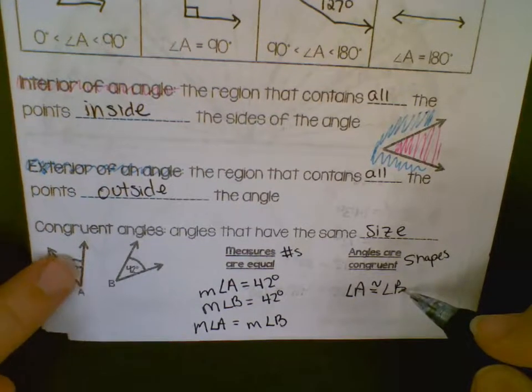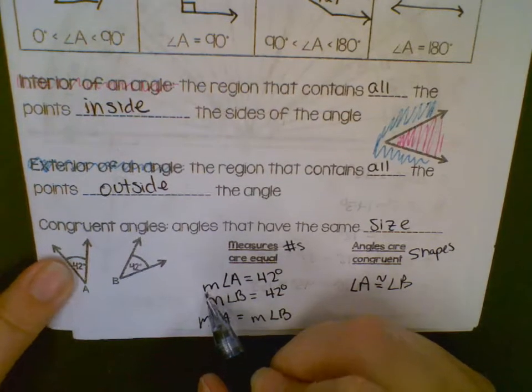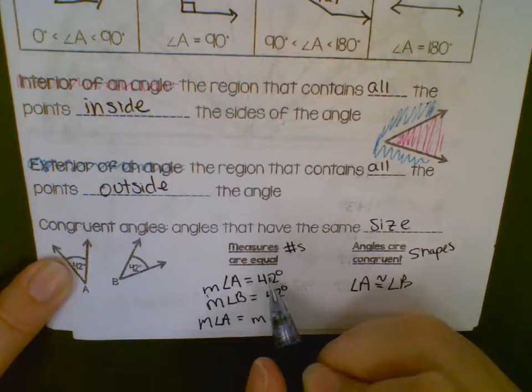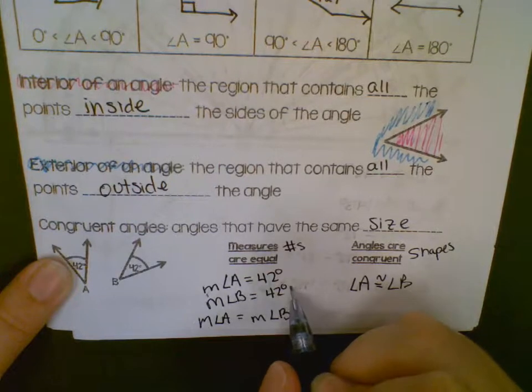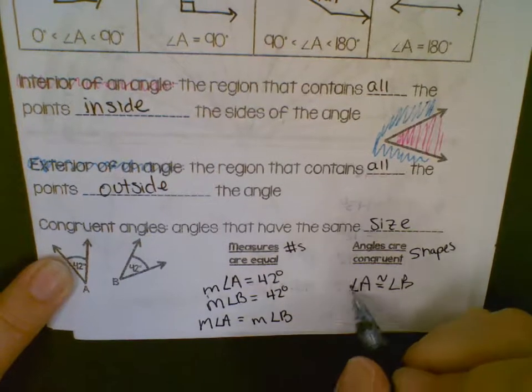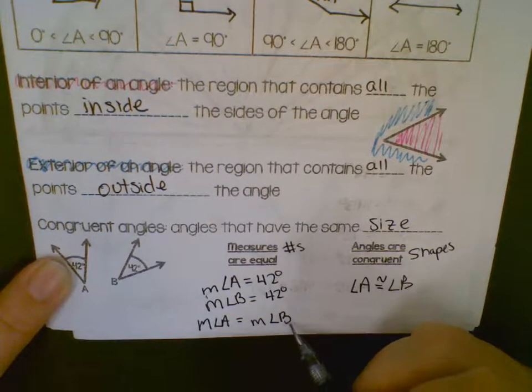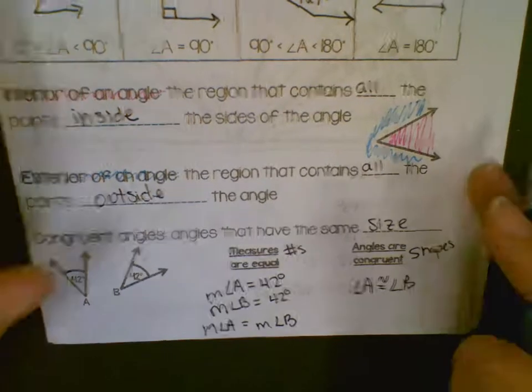If we're talking about how much they equal, we put an M in front of it, and that stands for measure. So the measure of angle A is 42 degrees. The measure of angle B equals 42 degrees. Or the measure of angle A is equal to the measure of angle B, which is kind of the same idea here, but we're saying that their numbers are the same. Okay? So let's take a look on the inside.